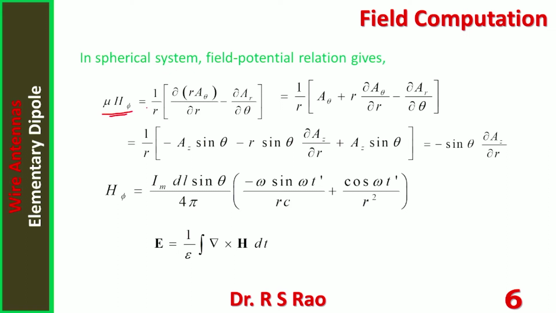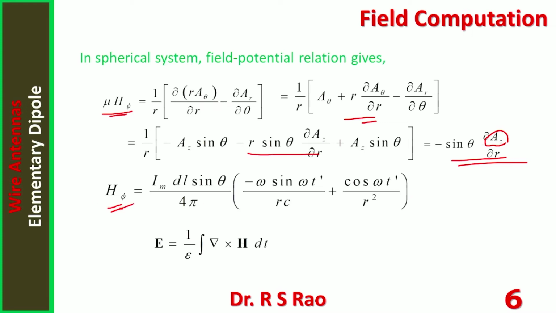Mu H phi can be found as 1 by r [dou r A theta by dou r minus dou Ar by dou theta]. A little bit of manipulation gives it equal to 1 by r [A theta plus r dou A theta by dou r minus dou Ar by dou theta]. Ultimately, one can show it equal to minus sin theta dou Az by dou r. Az is already available. So substituting the Az expression in this equation and doing a little bit of manipulation, we can have H phi as Im dl sin theta by 4 pi [minus omega sin omega t prime by rc plus cos omega t prime by r square]. t prime means t minus r by c, retarded time.